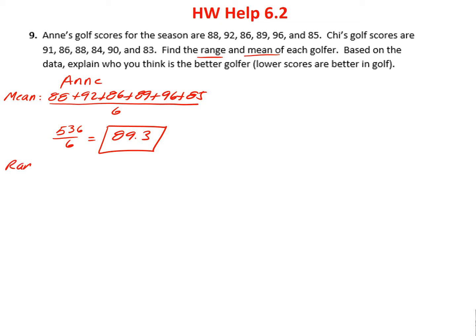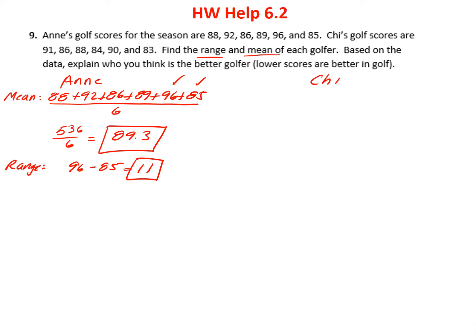Now the range is the difference between her highest score and her lowest score. Well, her highest score was a 96, and her lowest score was an 85. So we subtract that, and we find out that her range is 11. That's the difference between her highest and lowest score.